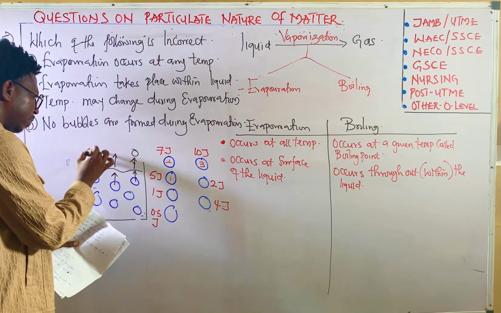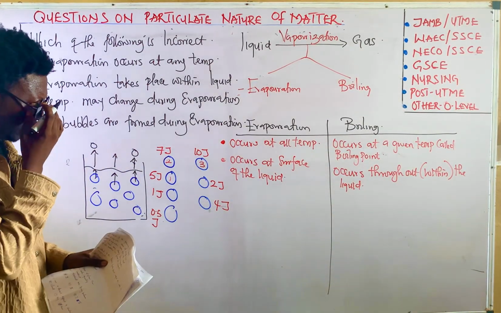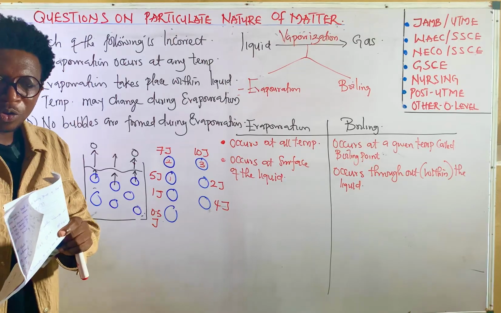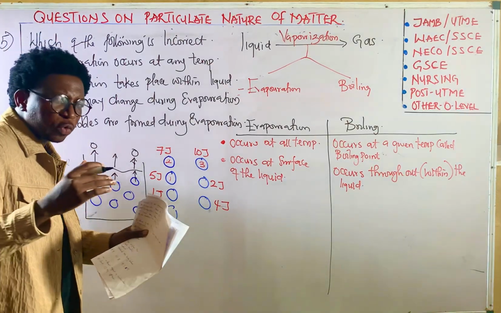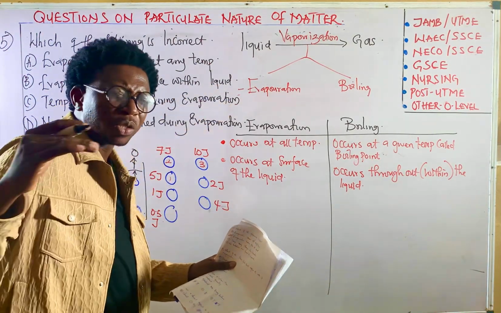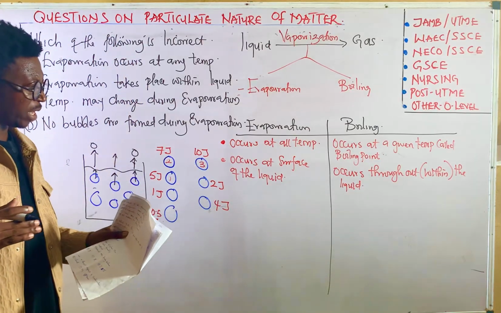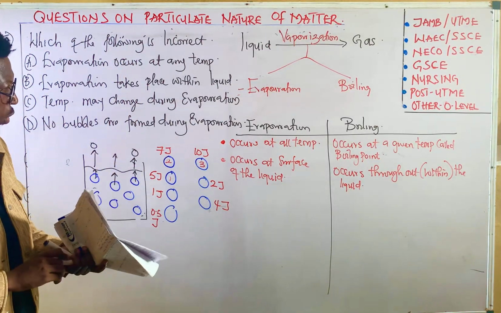So what does it mean? It means that for evaporation to occur, those energetic particles will move to the surface of the liquid. It is from the surface of the liquid that evaporation occurs.